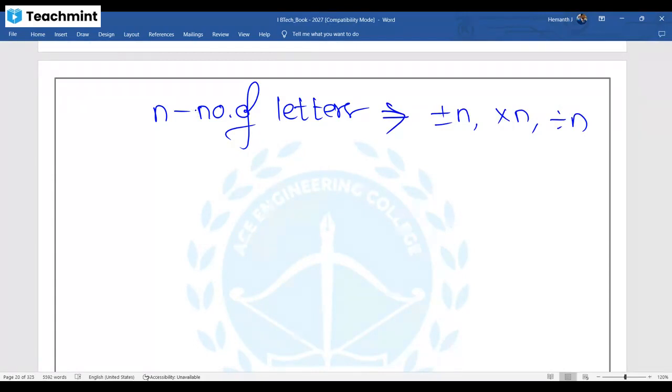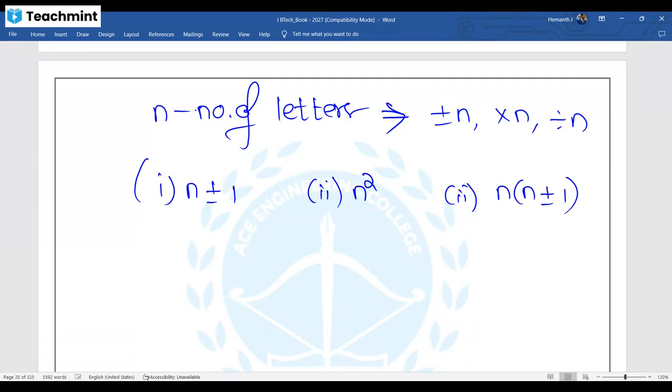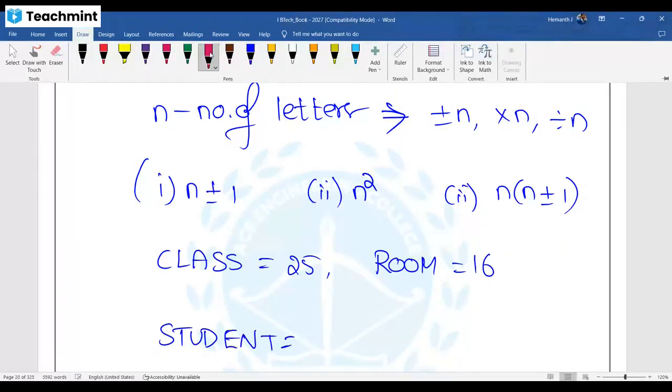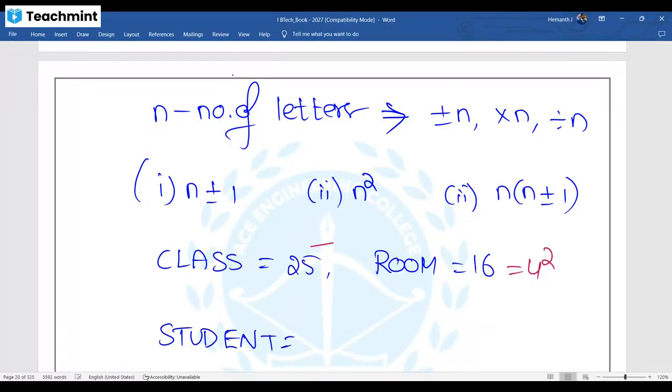In fact, there are some other logics like number of letters plus 1, number of letters minus 1. And in fact, they give questions like number of letters square. Okay, number of letters n into n minus 1, n into n plus 1. With number of letters, regarding each letter meaning is not required. Sir, R value 18 is not required. What is the number of letters in that word? Let's say I give the question like class is 25, room is 16, then what is student? Class, how many letters is there? 5 letters. Room, 4 letters. So 4 square. 5 letters, 5 square. Student, like this they are giving in recruitment now.